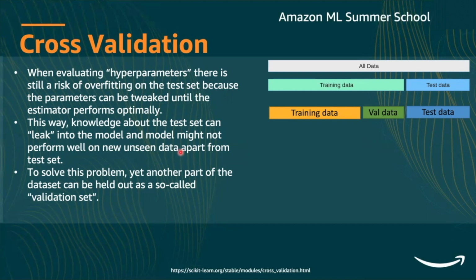To solve this problem, we create yet another partition of the training data known as the validation set. Initially, you had all the data, you performed two partitions, now you perform three partitions: yellow, green, and blue. Okay.